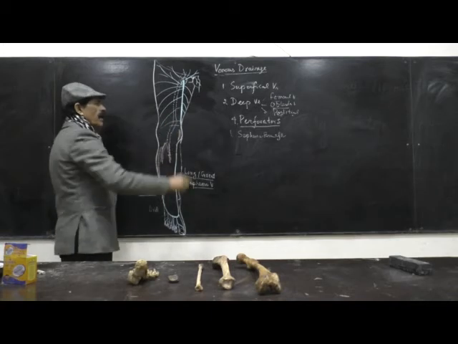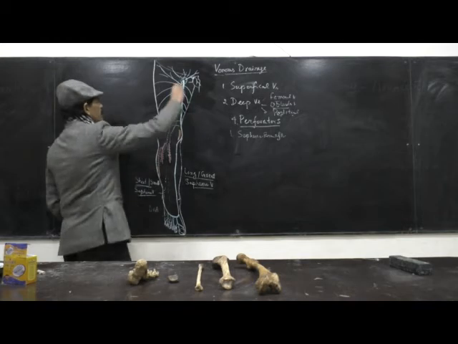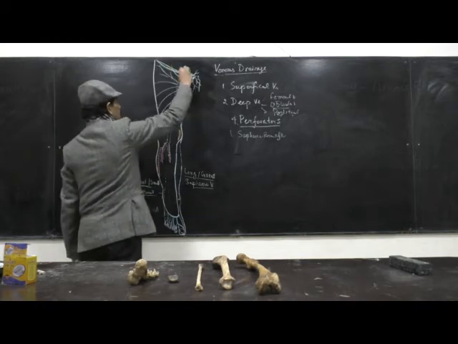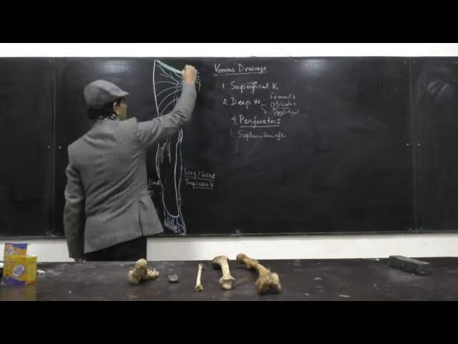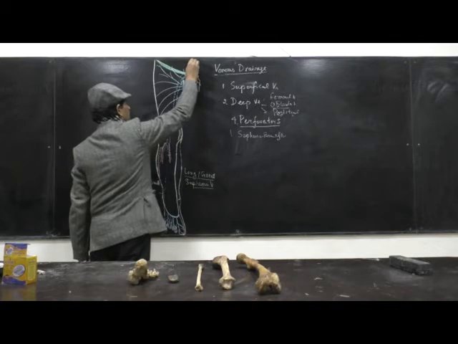Now it continues upward as the femoral vein, and when the femoral vein traverses the inguinal ligament, it enters the pelvis and is called the external iliac vein. This external iliac vein meets the internal iliac vein to form the common iliac vein.